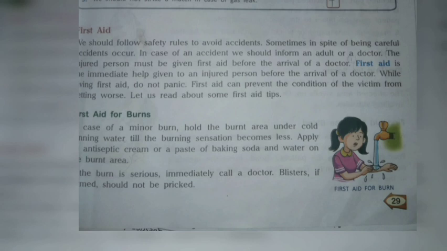In case of an accident, we should inform an adult or a doctor so that they may help us. The injured person must be given first aid before the arrival of a doctor. What is first aid? First aid is the immediate help given to an injured person before the arrival of a doctor. It means before reaching the hospital or before the arriving of a doctor, the immediate help that is given to the injured person is called first aid.